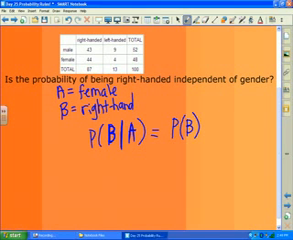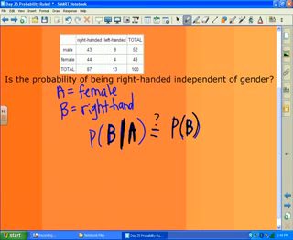Okay, so let me say that again. You got to think about that. Probability of being right-handed given that you are a female. If they are independent, then being a female doesn't matter. Your chance of being right-handed is the same regardless. So if it is independent, which is what you're wondering, then your probability of being right-handed is the same regardless of whether you are a female or not. So that is how I check for independence.